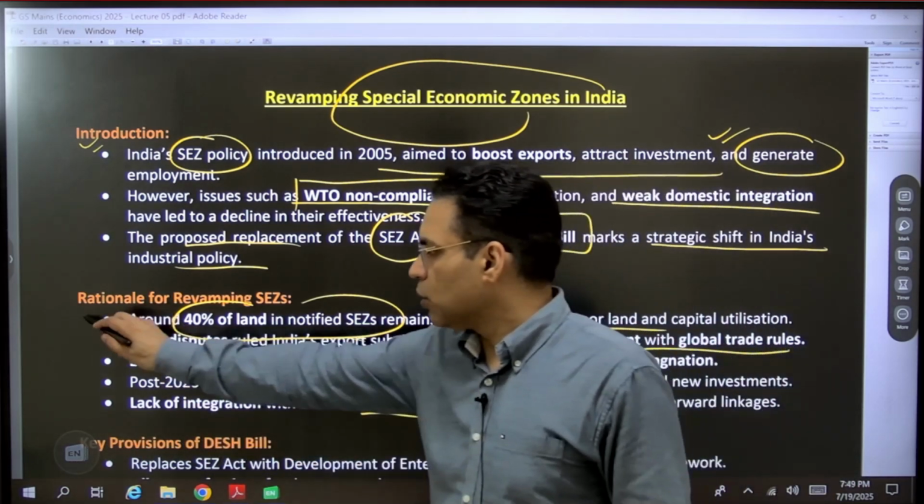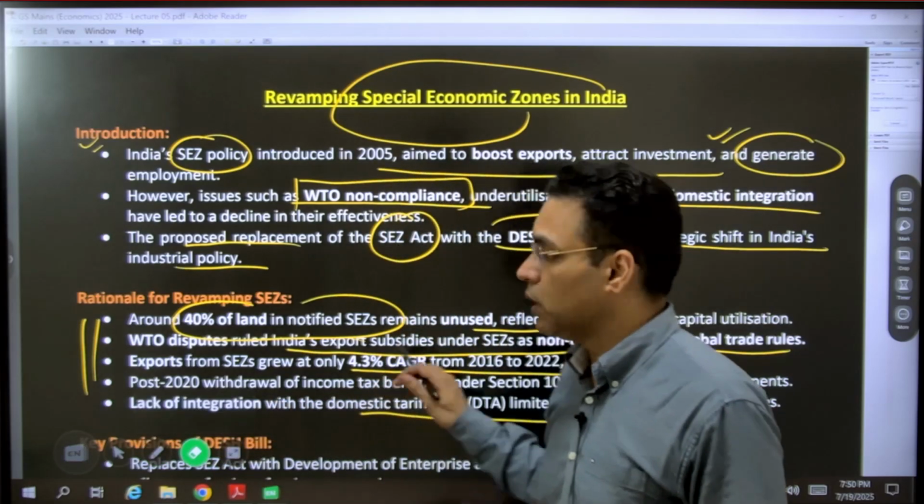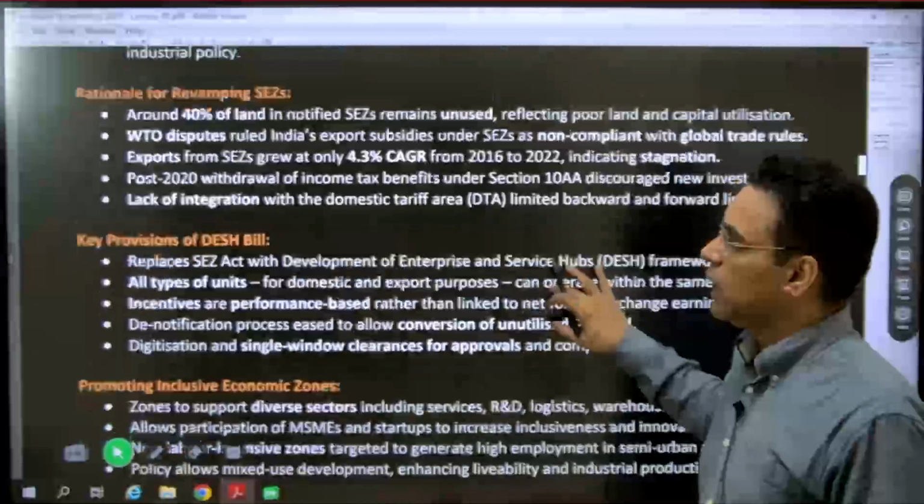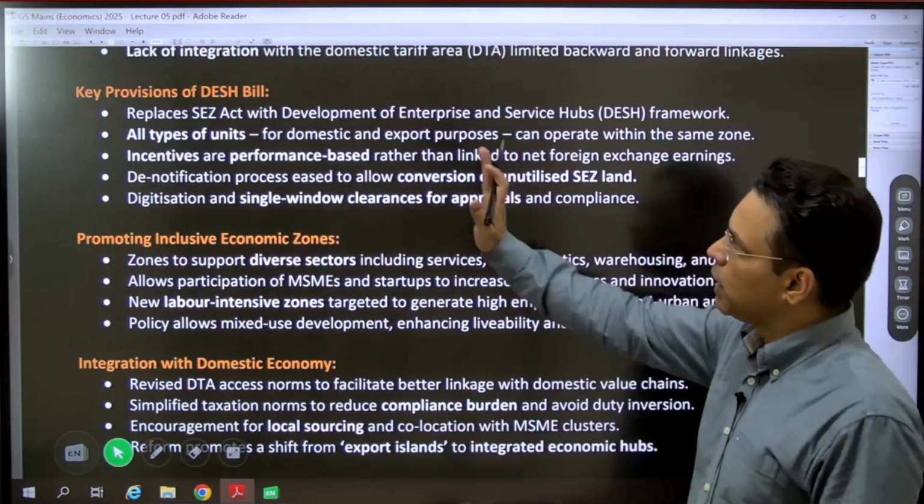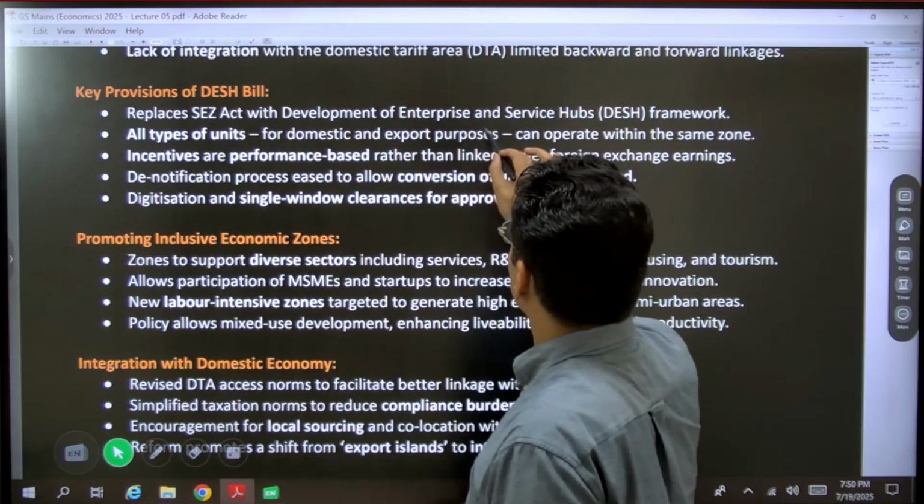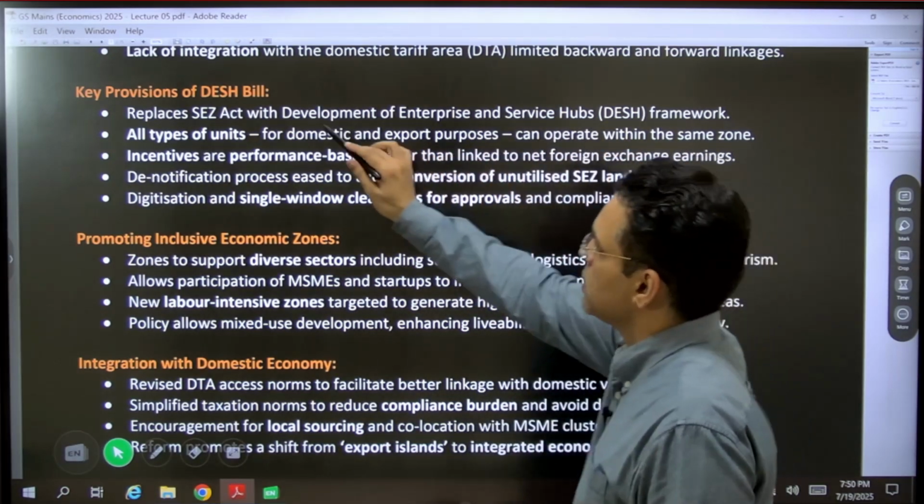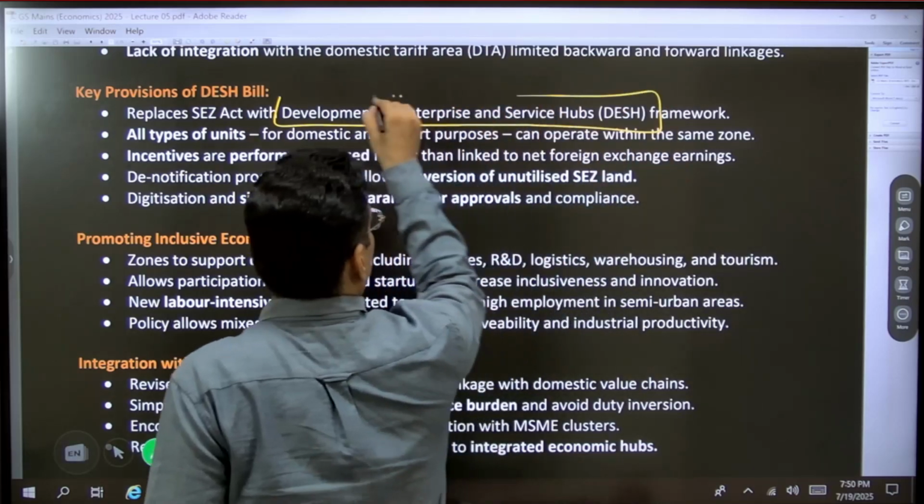तो SEZ को revamp करना इसलिए जरूरी है because SEZ का जो objective था to boost India's exports or develop the manufacturing base in India, that has not been very effective. तो हमारे पास जो DESH Bill है, it mainly replaces SEZ with Development of Enterprise and Service Hubs. Now remember, what is the full form of this? Development of Enterprise and Service Hub framework.